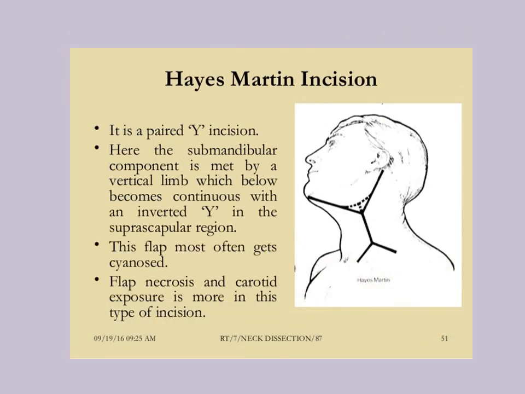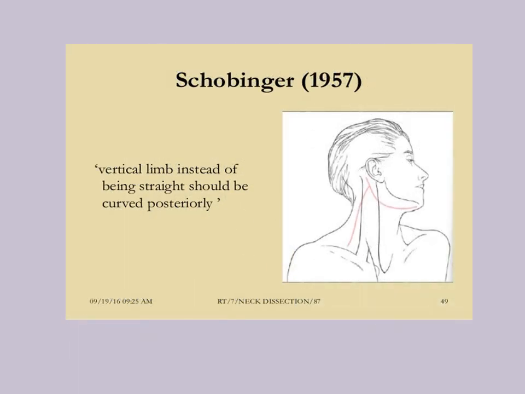Hayes-Martin incision is a paired Y incision. Here, the submandibular component is met by a vertical limb which below becomes continuous with an inverted Y in the suprascapular region. This flap most often gets cyanosed. Flap necrosis and carotid exposure is more common in this type of incision. Schobinger, 1957: the vertical limb, instead of being straight, should be curved posteriorly.